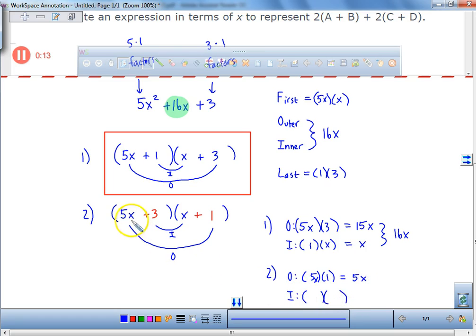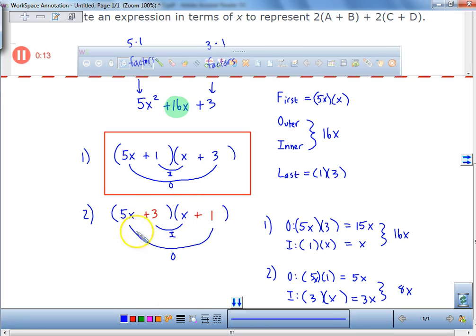All right? So right here, what are the inner products? 3 times an x, right? 3 times an x, which is a total of 3x's. When you add those guys together, what do you get? 8x. And we didn't need 8x's. We needed what? 16.